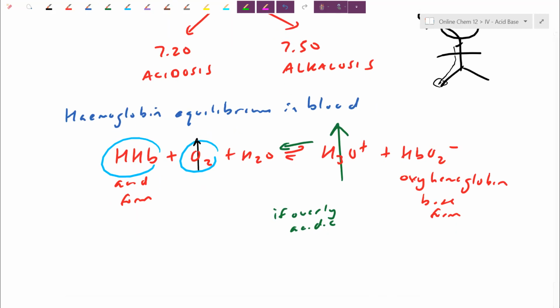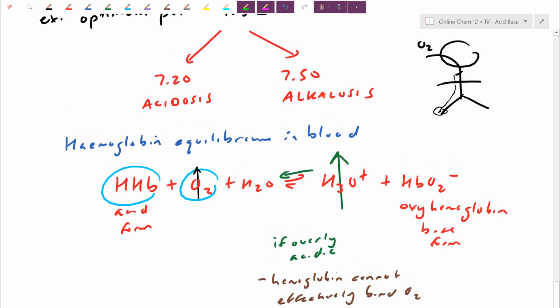The hemoglobin cannot effectively bind oxygen. So when the blood was traveling around where your lungs are, it's supposed to be picking up all this oxygen. Because this equilibrium is heavily shifting to the left side, the hemoglobin just can't bind with oxygen. It can keep going to your other body systems, but it doesn't have that oxygen to actually replenish your body. The opposite problem here would be true as well.